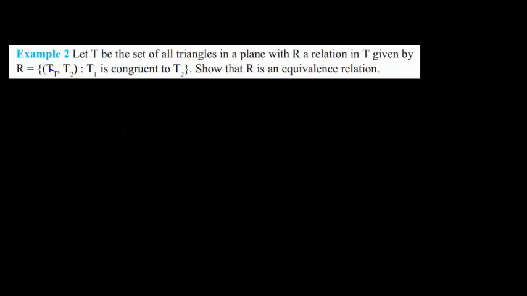Here, it talks about a set of triangles in a plane, where R is a relation in T given by this particular relation. Now let's understand what a plane is. To understand what a plane is, we need to understand what a surface is. A surface is something that we can touch. There are two types of surfaces: one is a flat surface and the other is a curved surface.